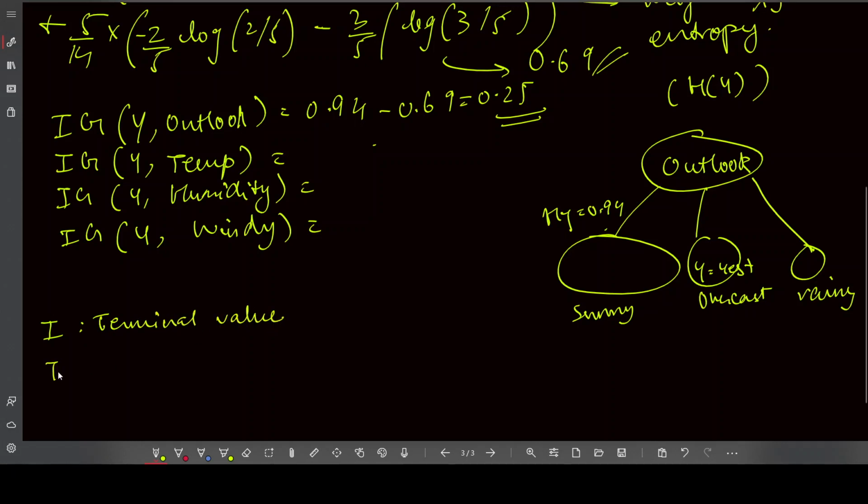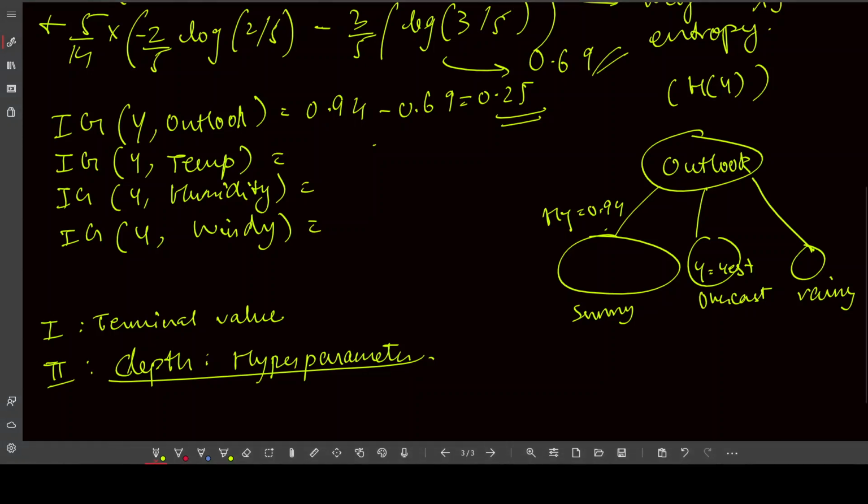The second part is to do something called hyperparameter tuning for the depth of your decision tree. You basically say that I will not build my decision tree beyond a certain depth, and that is where you will stop your decision tree. So the depth is basically a hyperparameter in sklearn. Okay, so that's how you go about building your decision tree using information gain.